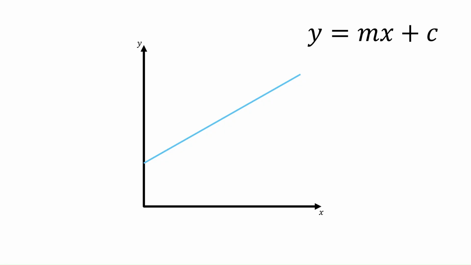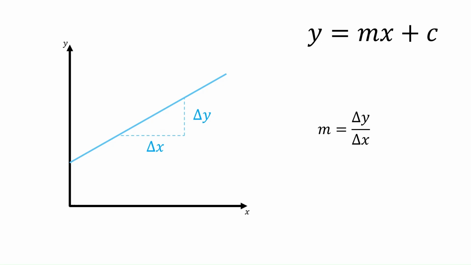Firstly, we can think of this m, which is our gradient. The gradient is a measure of how steep we are, and we can work this out by working out how far we go up by how far we go across, or our change in y coordinates divided by our change in x coordinate. And c is our y-intercept, so this is just where we cross the y-axis.